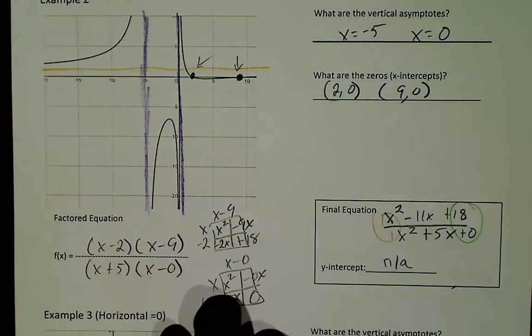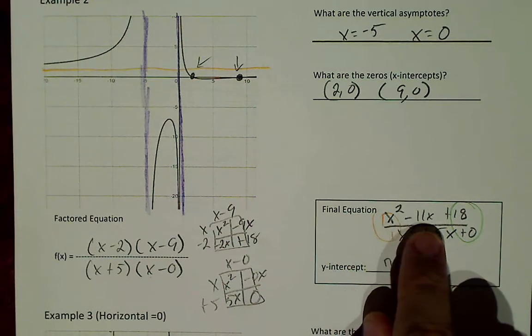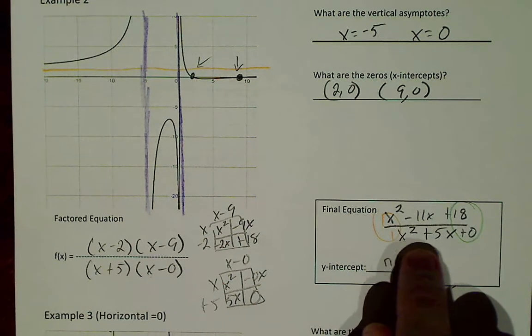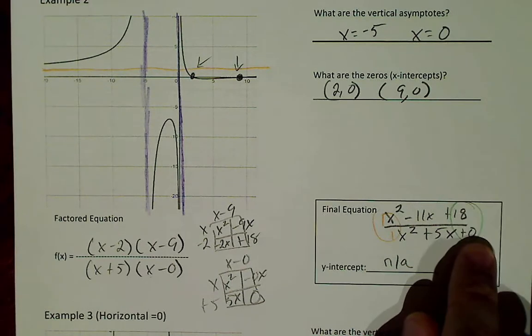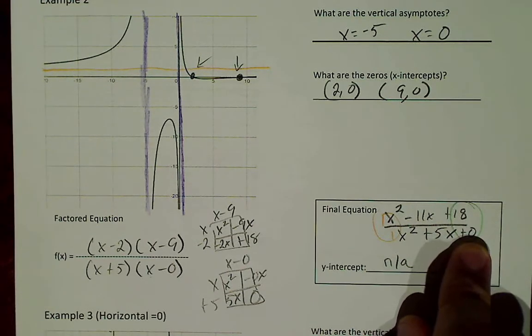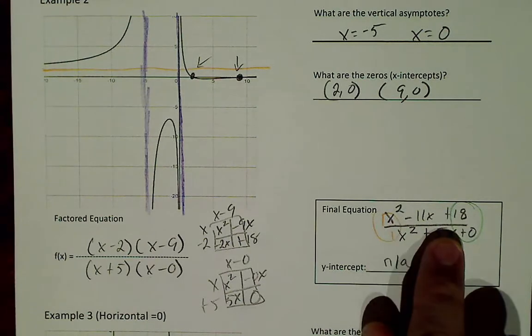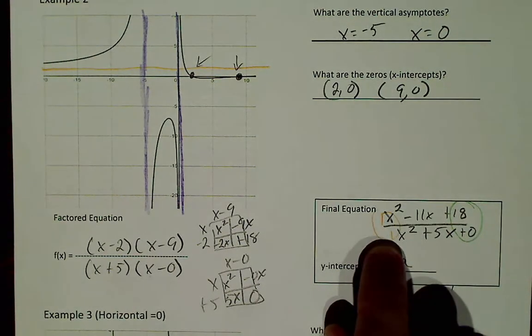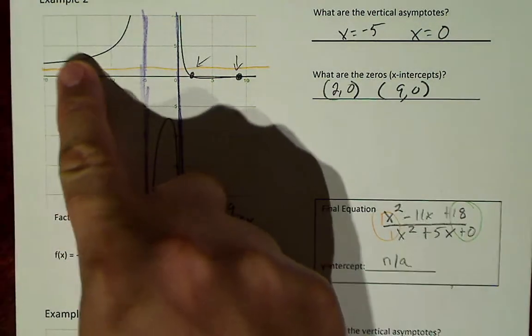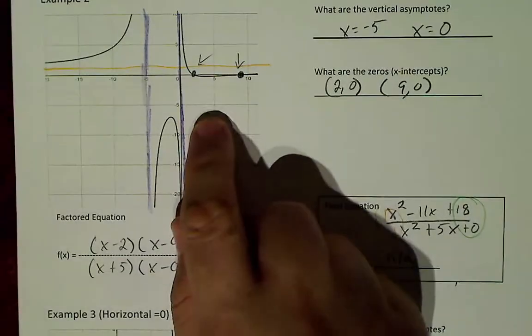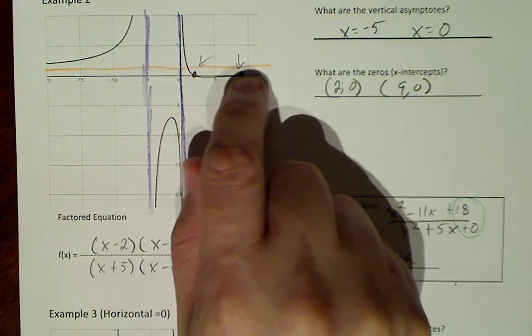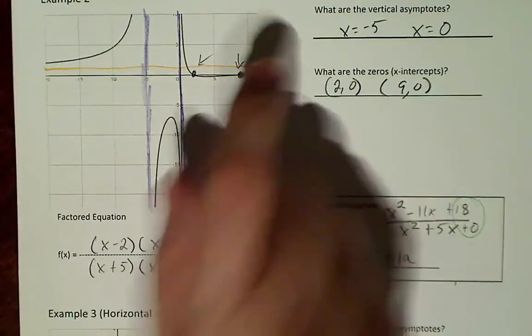I do my multiplication here, and I get that this is x squared minus 11x plus 18, over x squared plus 5x plus 0. Now, again, the question is, do I have to write the 0? I write it here for a reason, and you'll see this in a second. So I check, is this correct? Well, of course, this is 1 over 1. So my horizontal is at 1, which looks correct based on the graph. Okay. Now, this one's a little bit harder to see because this one goes down and it comes back up. It actually comes back up to 1.